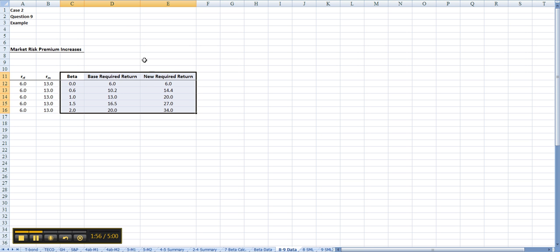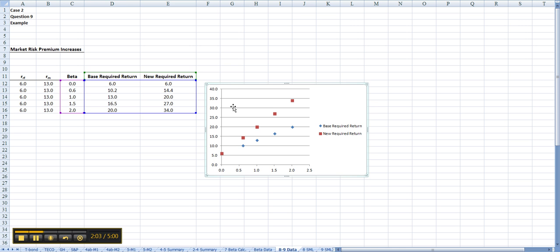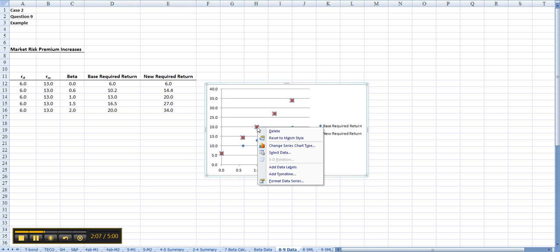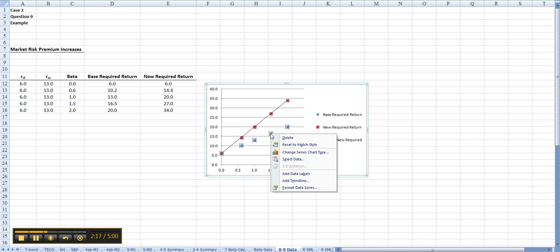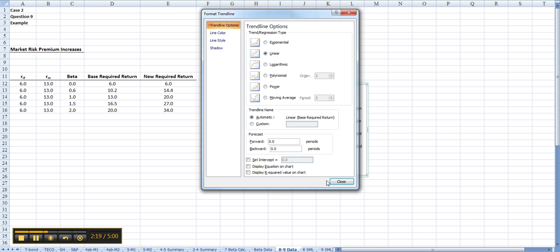So highlight the three columns. Again, go to Insert, Scatter Graph, and there you have it basically. Then go back and add, right click on the data point, add the trend line. Don't worry about displaying the equation on the chart. And do that for both lines.